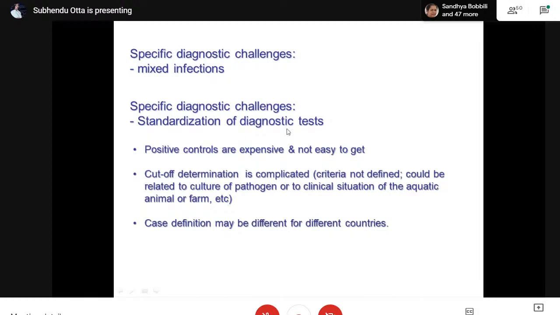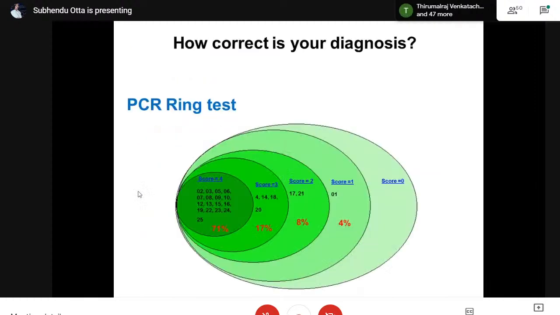standardizing the diagnostic protocol is an important aspect. If not done initially, you have to struggle a lot to standardize it, and only then will you be able to do the diagnosis. Particularly for new viruses, it is hard to get positive controls. Say for example, the recent virus, decapod iridescent virus 1 (DIV1). Many of the labs are struggling to get the positive control, to do any test at least to see whether our system has this virus or not. Then the cutoff: if this many copy numbers are there, it is important, and less than that it is not important. These things need to be determined, and in different countries the case definition is different.